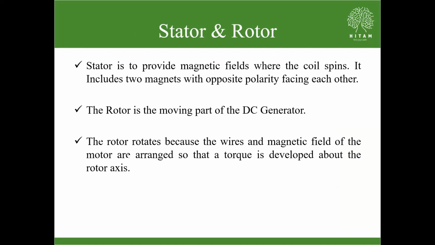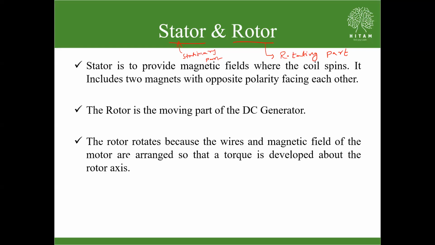See, in construction details, we have stator and rotor. These are the two major parts we need to learn. The first one is stator, the second one is rotor. Always remember the stator is a stationary part, whereas the rotor is the rotating part in a DC generator.